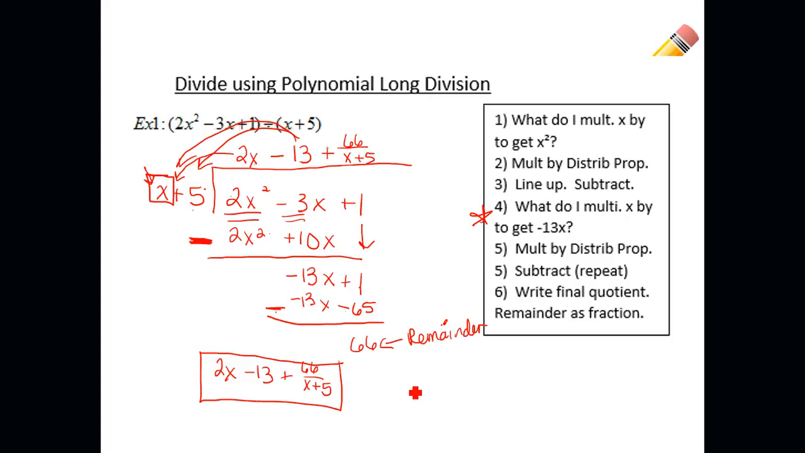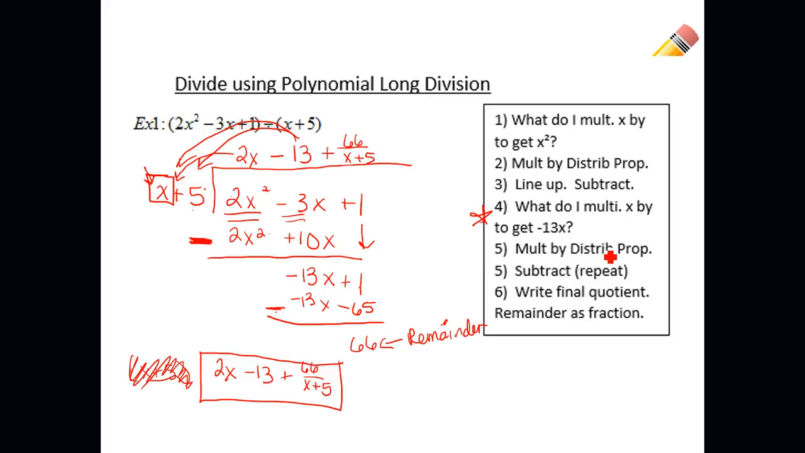That means if I really wanted to, I could go ahead and place an x plus 5 here and distribute this all out, and then I would end up back with my original statement, the 2x squared minus 3x plus 1. Not that I'd want to do that with that fraction in there, guys, but I could.